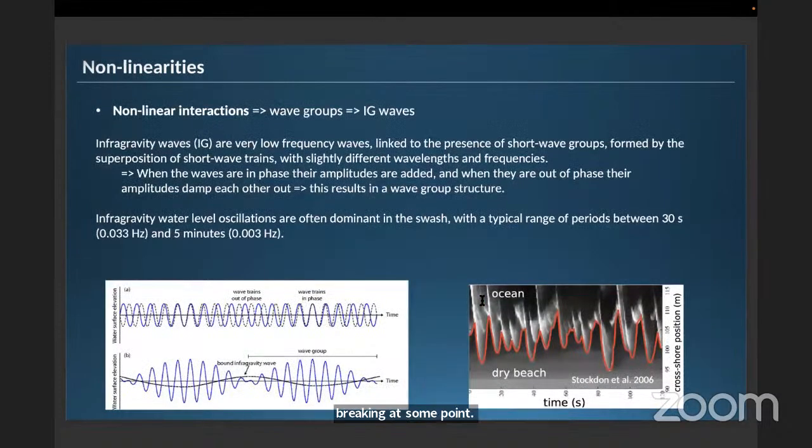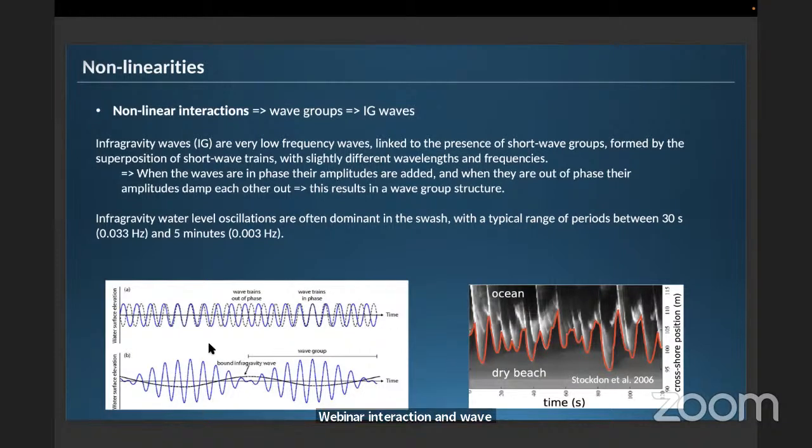There are also, as I talked slightly about at the beginning, infragravity waves. These are low frequency waves that are associated to the presence of wave groups. Actually, they are formed by the fact that we have wave-wave interaction and wave groups interaction.